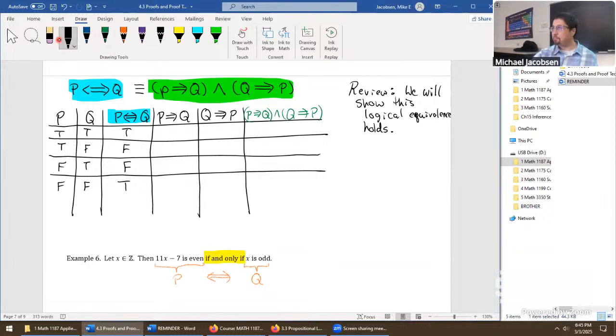Okay, so that's our plan so far. Next, considering P and Q, look for the way it can be false. That's when P is true, Q is false. Then fill out true on all the remaining assignments.